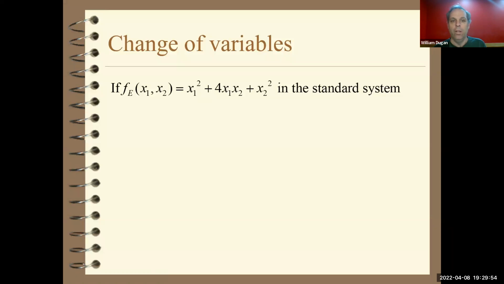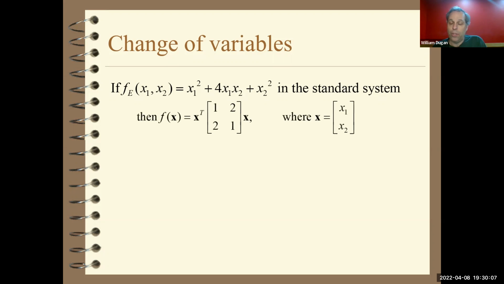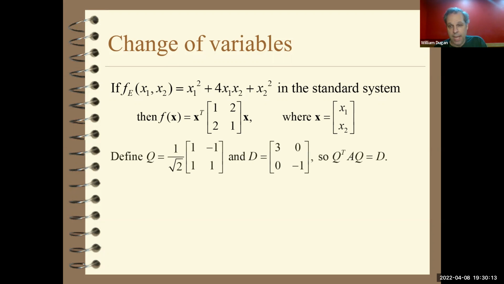All right. So suppose we have this function. This thing here is certainly a quadratic form. And it's written currently in the standard system. So we have the normal everyday axis system that you're used to. Notice that you can write that in quadratic form this way, where the vector x is x1, x2.